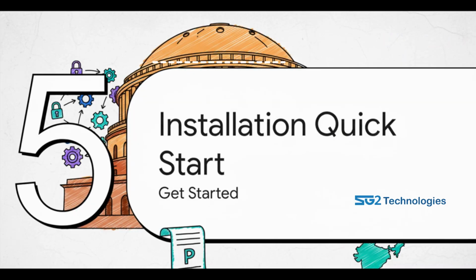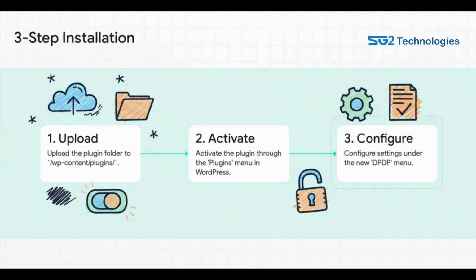All right, let's bring it all home. How fast can you actually get this thing up and running on your site? Well, the whole process is designed to be incredibly simple. Installation is just the standard 3-step dance for any WordPress plugin. You upload the folder, you activate it from your plugins menu, and then you just pop over to the new DPDP menu that appears in your dashboard to set everything up. It really is that easy.